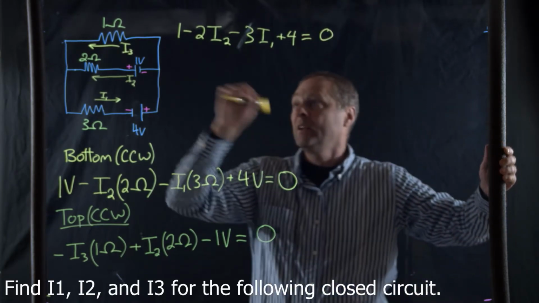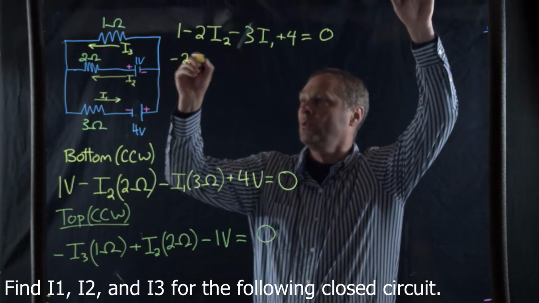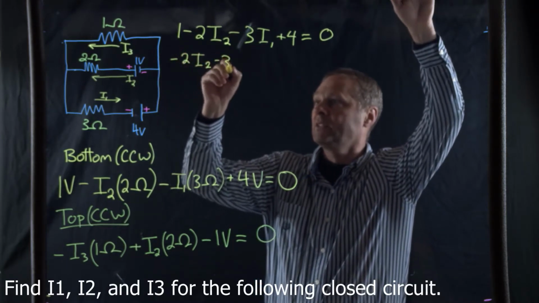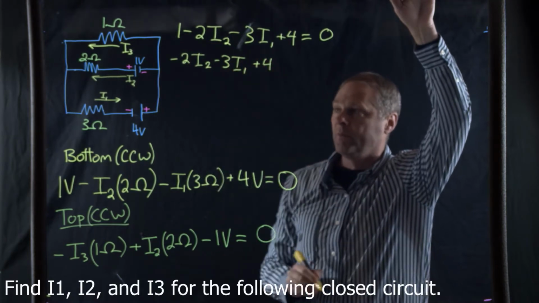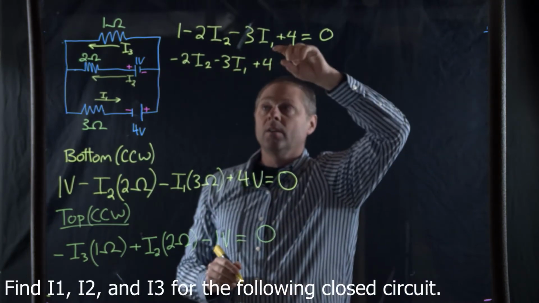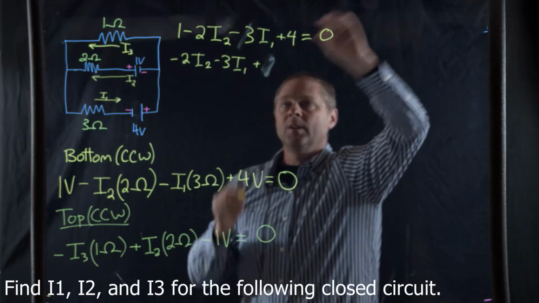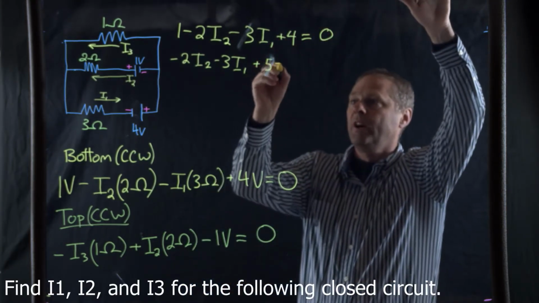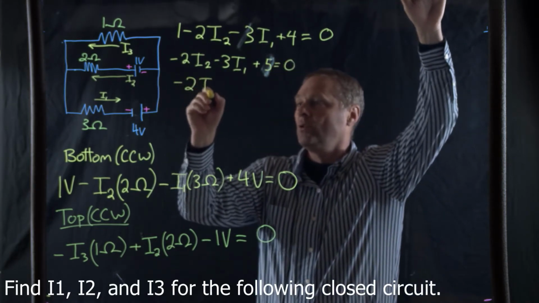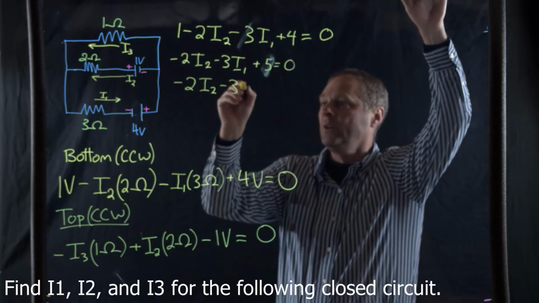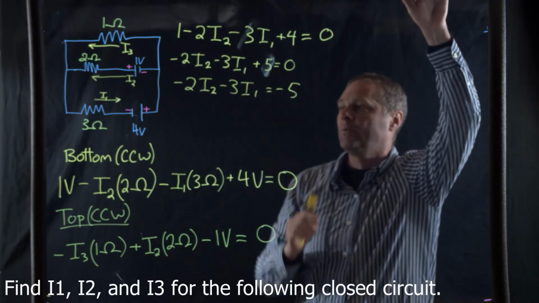All right. Now we can simplify this as saying it's minus 2I2 minus 3I1 plus 4, all right? Sorry, plus 5. I can't add. It's too late at night for me. So this becomes plus 5 is equal to 0. Or we could say it's minus 2I2 minus 3I1 is equal to minus 5. We just simply move the 5 over there.